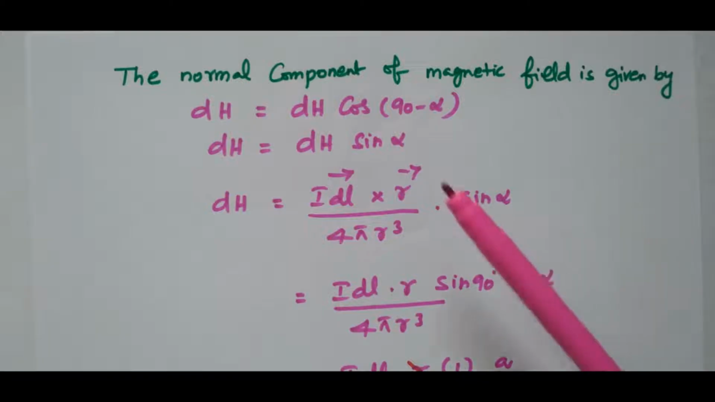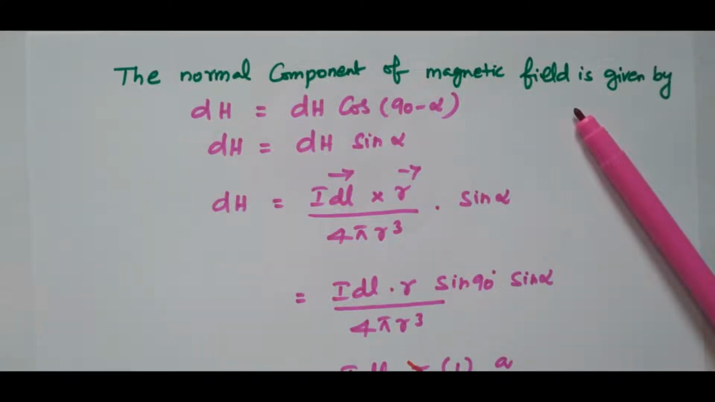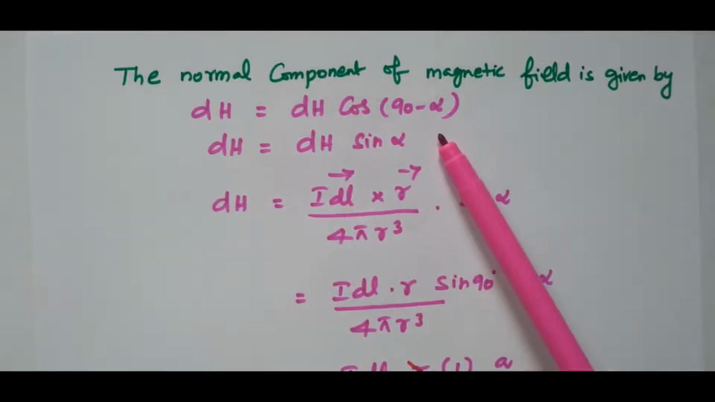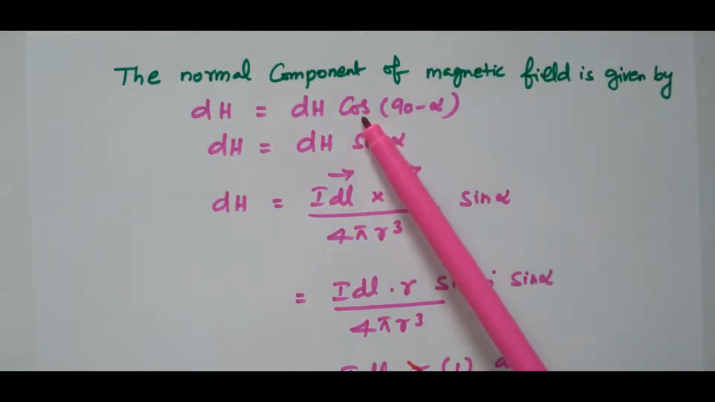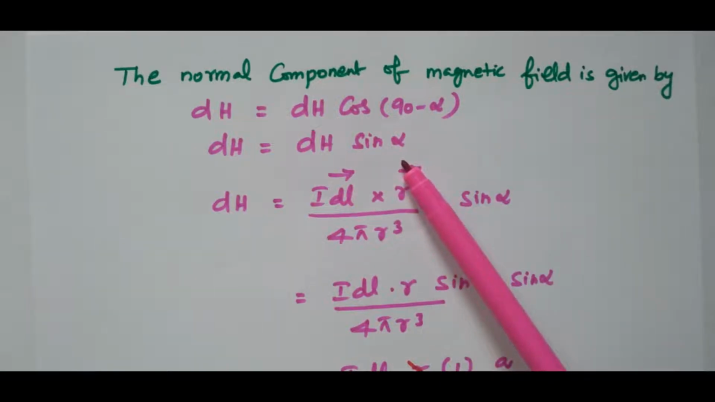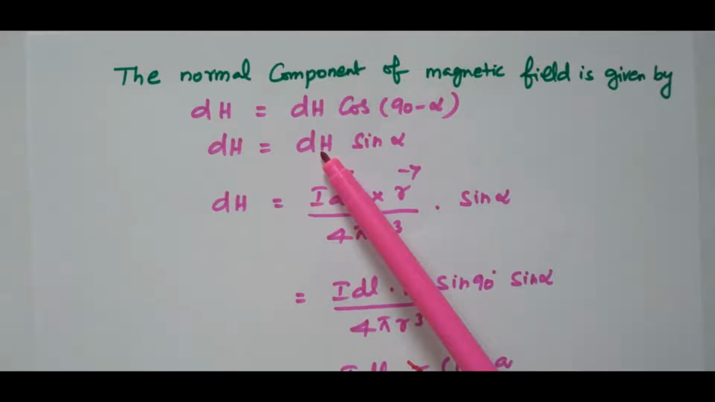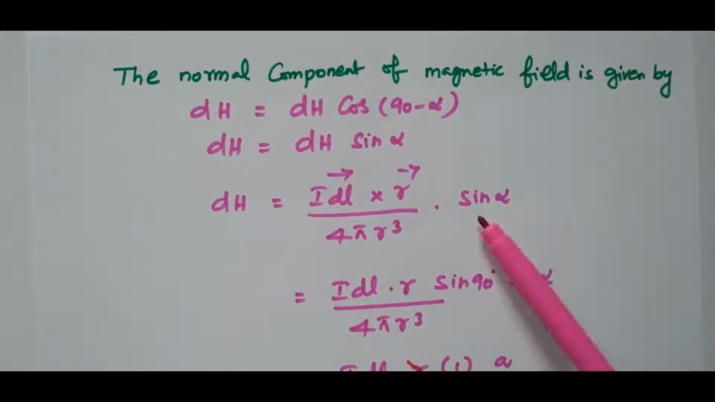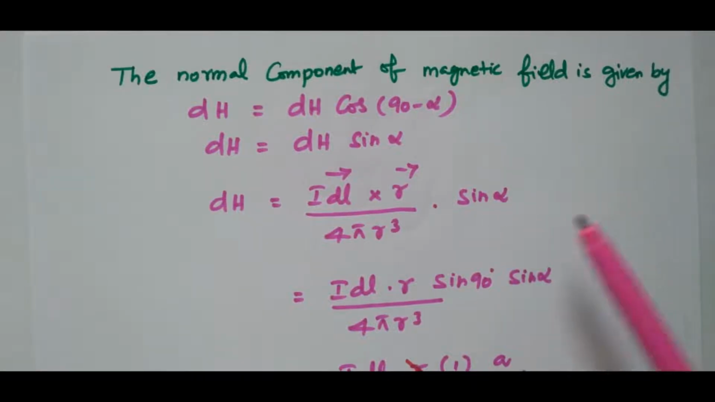The normal component of the magnetic field intensity is given by, because due to this wire we have only the normal component. There is no horizontal, there is no vertical component, only the normal component. So dH normal equals dH cos(90 minus alpha). The normal component is multiplied by cos theta. Cos(90 minus alpha) can be written as sin alpha. What is dH? From Biot-Savart's law, the standard form is available: I dl vector cross r vector divided by 4 pi r cube, into sin alpha. So this is written from Biot-Savart's law.